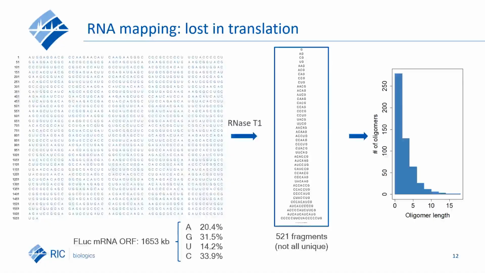Let's have a look at this sequence in more detail. Here on the left you can find the sequence of luciferase mRNA, or Fluc mRNA. When we do an in silico digestion of the mRNA with RNase T1, 521 oligomer fragments in total of different lengths are obtained. We can plot this and see that the RNase T1 digestion of Fluc mRNA generates mostly subsequences with a length of 2 oligonucleotides. This can be linked to the relatively high GC content of the mRNA construct.